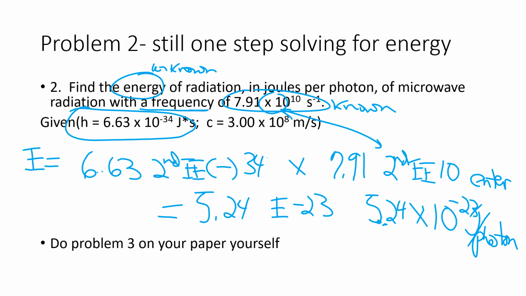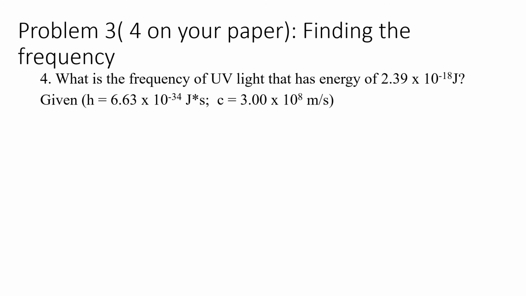Now go ahead and do problem number 3 on your paper. I'll give you some time to work that problem. It's just like the first one and the second one. And if you got 1.79 times 10 to the -17 joules per photon, you have the correct answer for number 3. So now after completing your own work on problem number 3, let's move on to number 4 on your paper.